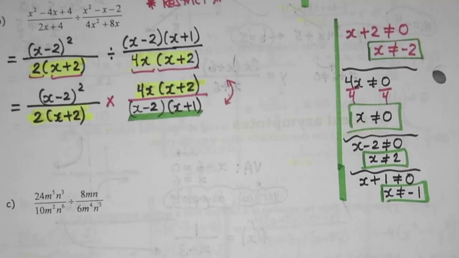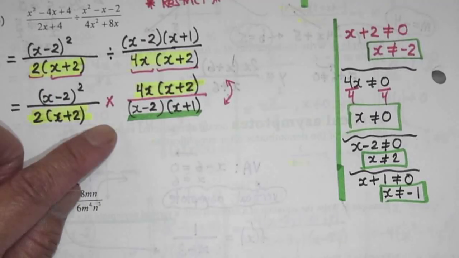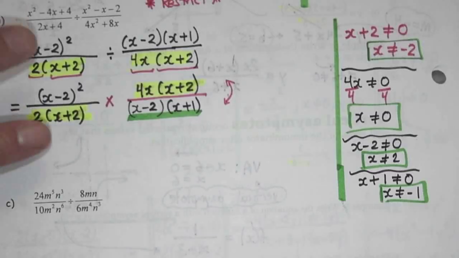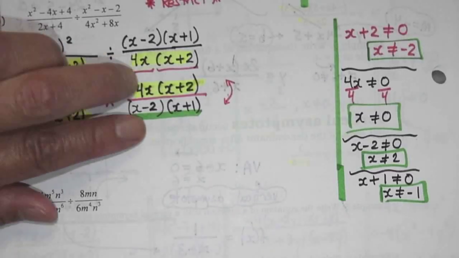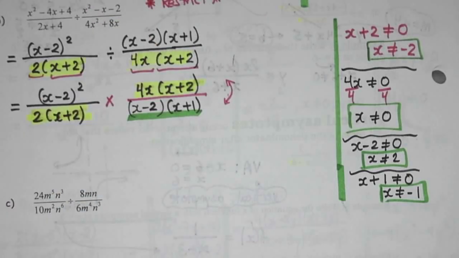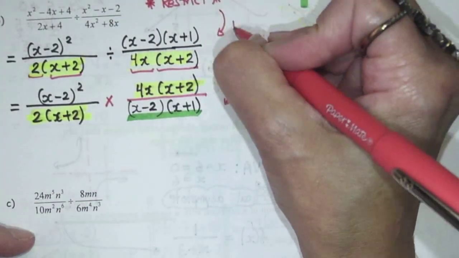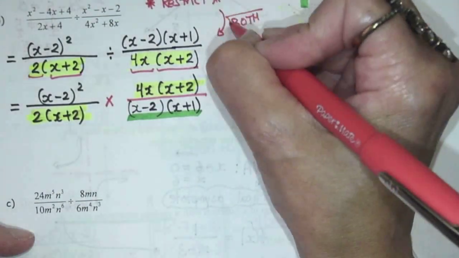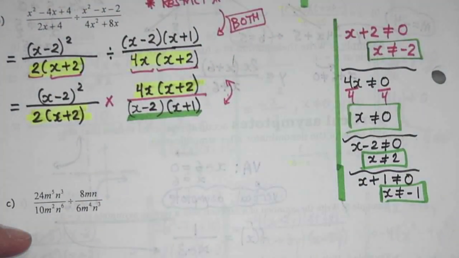So both the top and the bottom. You can't divide by a 0 at all. So numerator and denominator, both. That's why at the beginning, you could have changed it to multiplication, and you know that as soon as you see the division, you're restricting both. Both the numerator and denominator. So that's the trick with division.